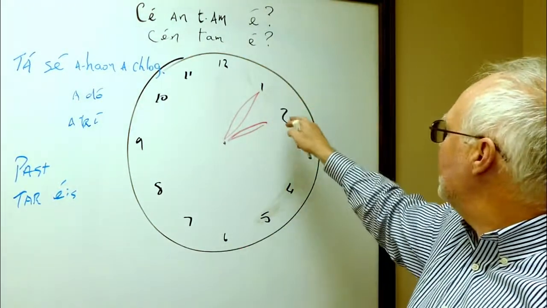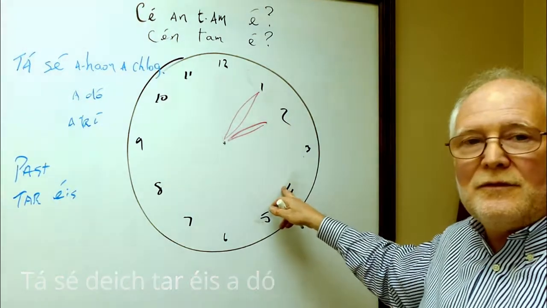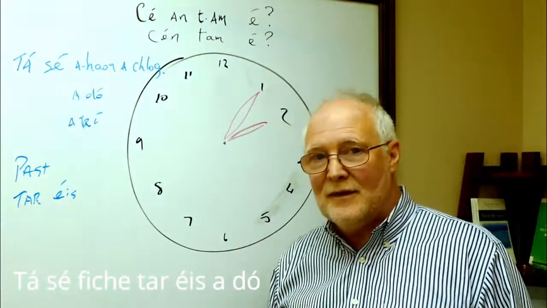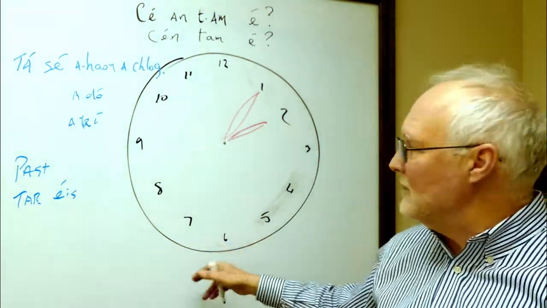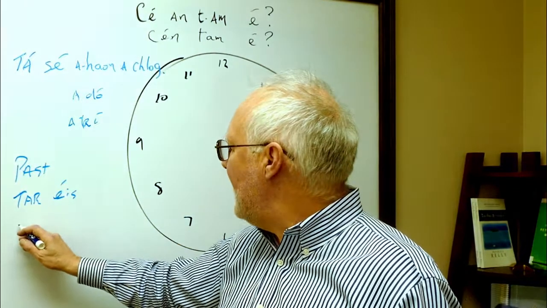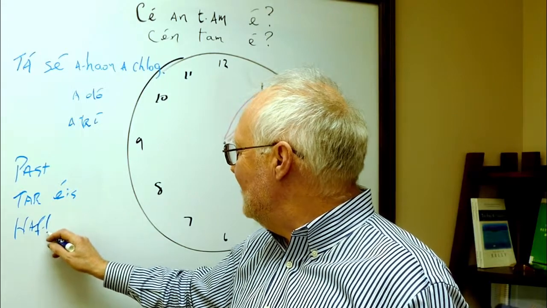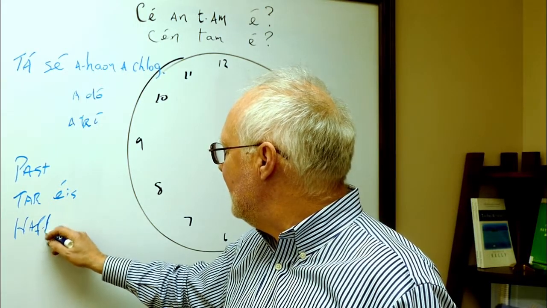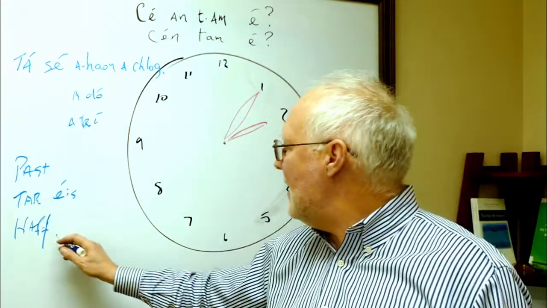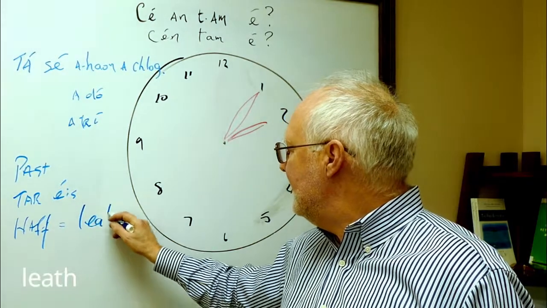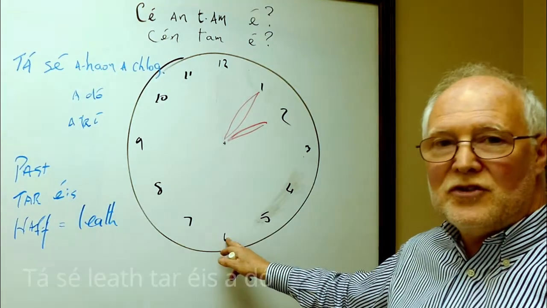Now if you had 10 past 2, it would be tá sé 10 tar éis dó. If it was 20 past, tá sé 20 tar éis dó. If it was 25 past, tá sé 25 tar éis dó. If it was half past, we have to learn the word for half. So we know the word for past, we need to learn the word for half. Remember when we were doing the half story? The word half is leath. Tá sé leath tar éis.